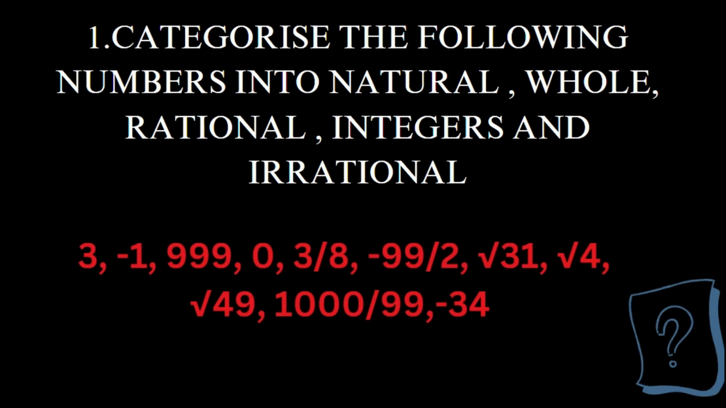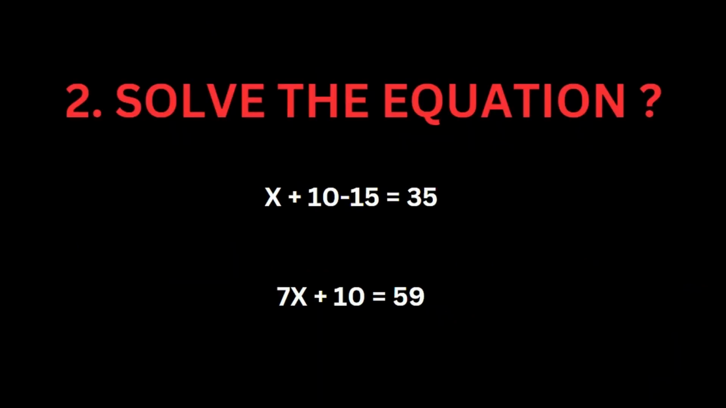Categorize the following numbers into natural, whole, rational, integers and irrational numbers. So I have given some numbers for you. You are going to classify them into natural, whole, rational, integers and irrational. The next question is to solve the equation. I have given 2 equations. You are going to solve and find the value of x.